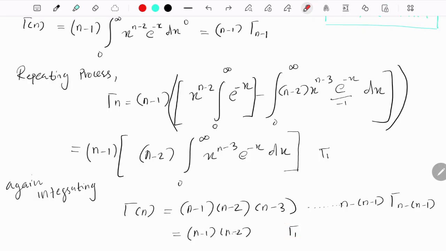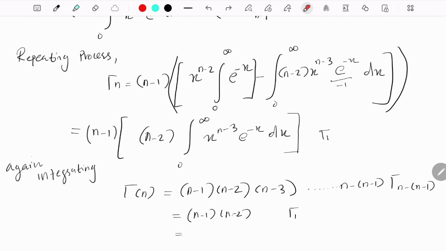So we are integrating again. We got this term n minus 1. After the integration we got n minus 2. Again we integrate, we got n minus 3 and n minus 4 etc. up to n minus 1. So this is equal to n minus 1 factorial. Not n factorial but n minus 1 factorial.